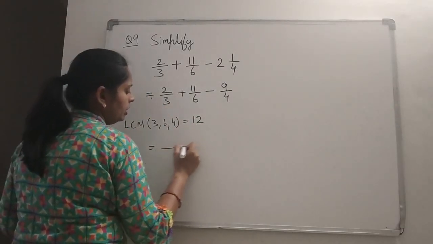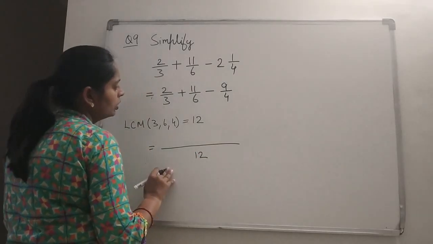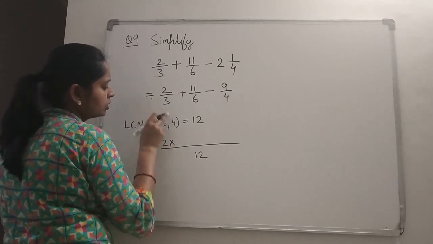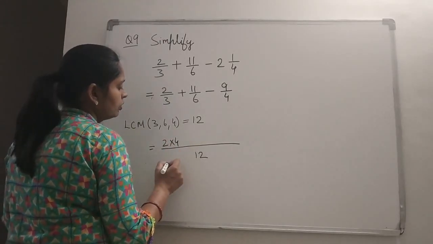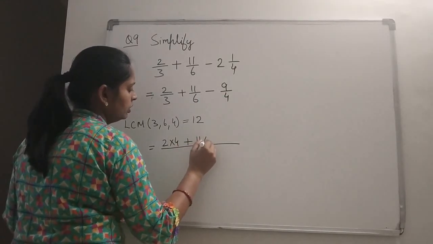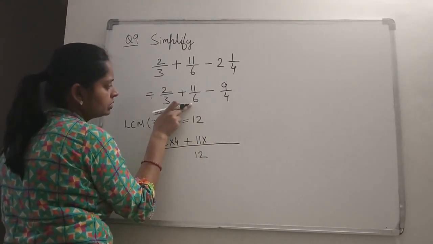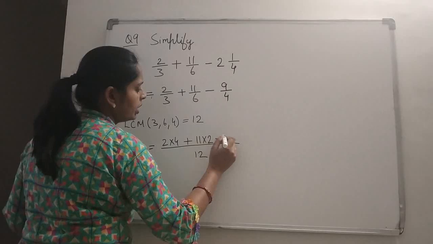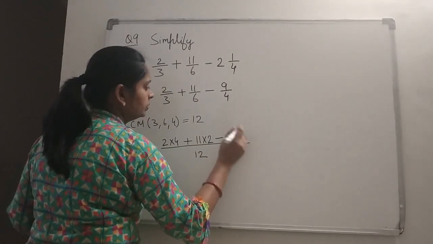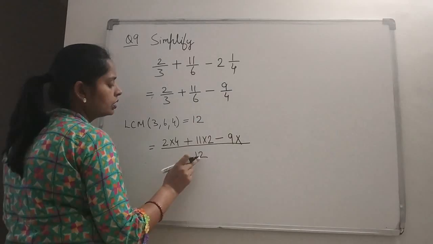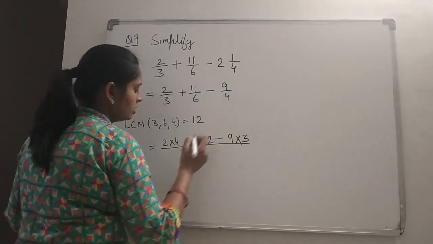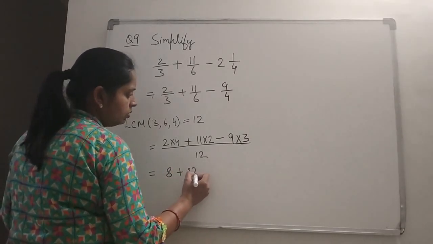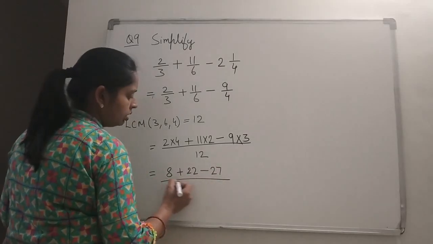So what will happen? 12 will become the denominator. 2 into, what do we need to multiply in 3 to get 12? 3 4s are 12. So we have to multiply it by 4, plus 11 into, we are having denominator 6 here. So 6 2s are 12, so we have to multiply the numerator also by 2, minus 9 into, what we are having here is 4. So 4 3s are 12, so we have to multiply it by 3. So what answer are we getting? 4 2s are 8 plus 22 minus 27 upon 12.